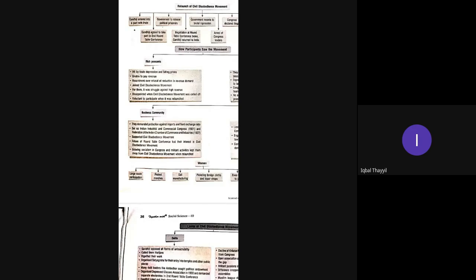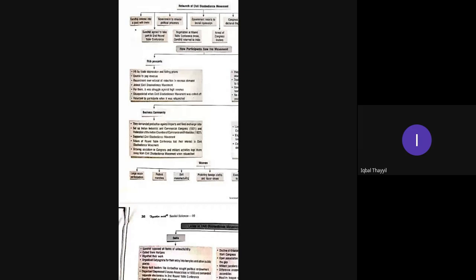Then let us come to the business class. Especially during the First World War, Indian merchants and industrialists had made huge profits and they became more powerful, isn't it?